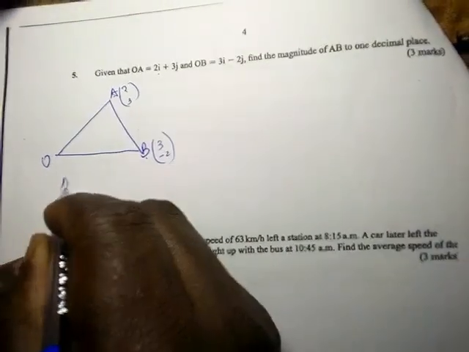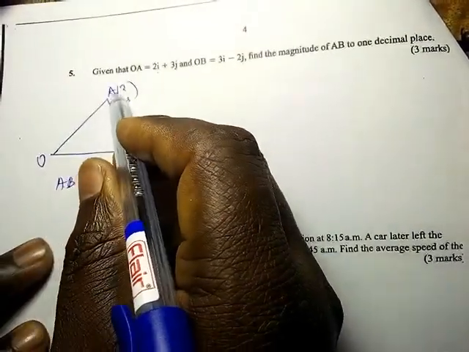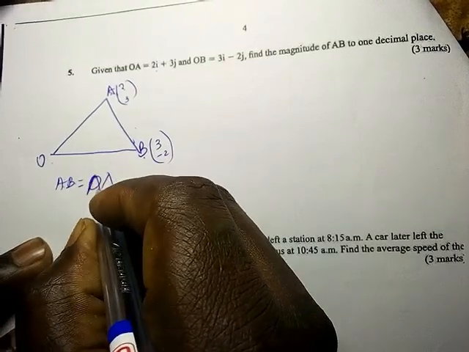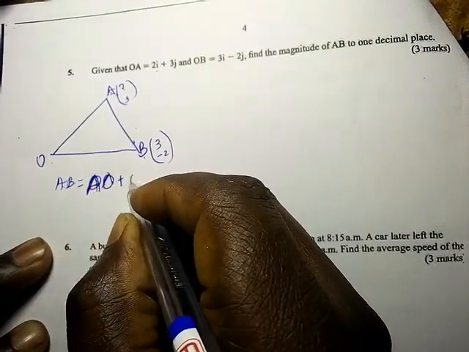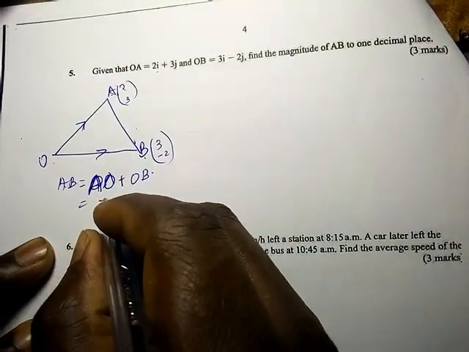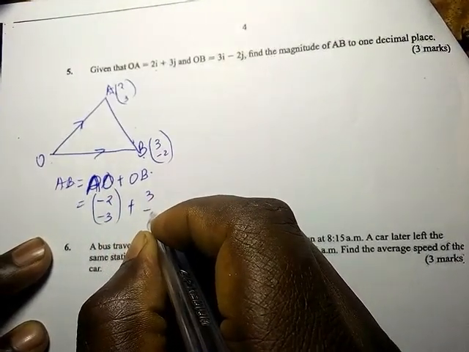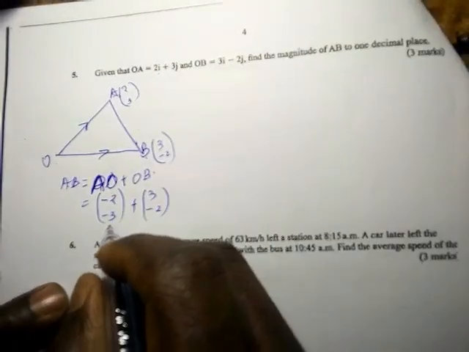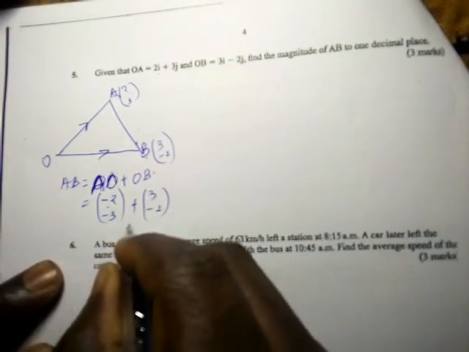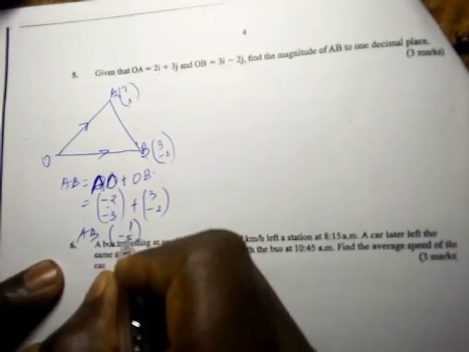So now we want AB. We know AB is equal to AO plus OB. But now this arrow goes like this, so we are coming back there. Against this arrow, it is going to be negative, so we are going to have (-2, -3) plus (3, -2). And this one finally will give us 1, and -3 minus 2, that's -5. So AB is (1, -5).